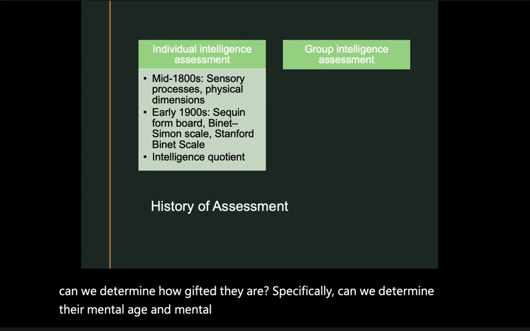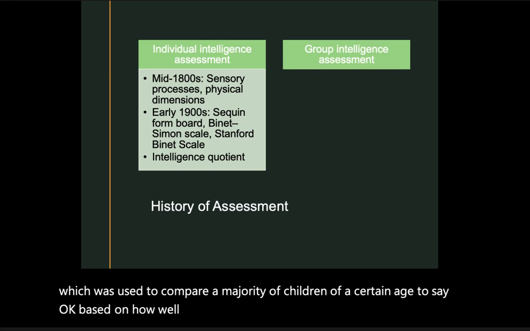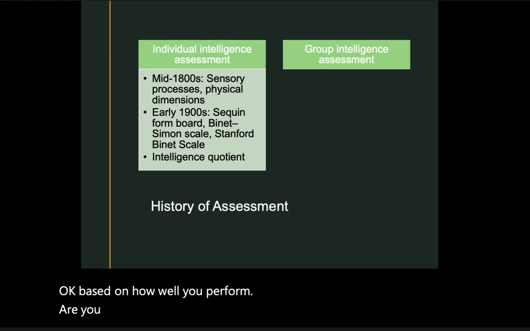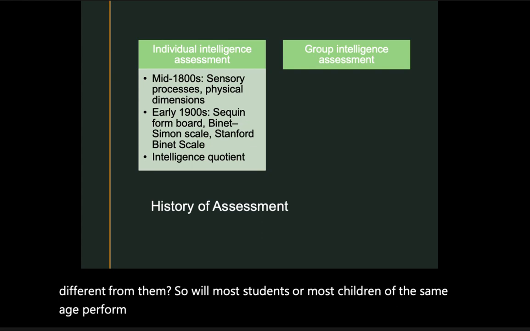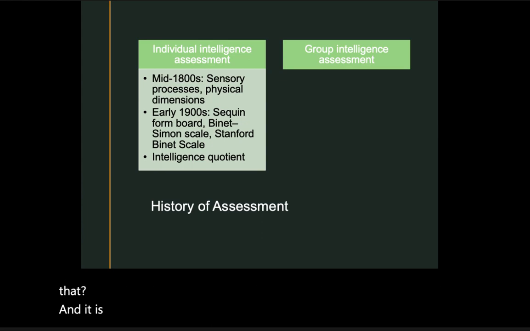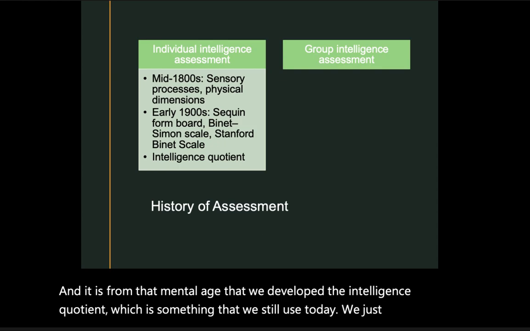Mental age came out of the Stanford-Binet scale, which was used to compare a majority of children of a certain age to say, okay, based on how well you perform, are you similar to individuals who are the same age as you, or are you different from them? Will most children of the same age perform relatively the same, and where do you fall in relation to that? It is from that mental age that we developed the intelligence quotient, which is something that we still use today. We just call it IQ for short.